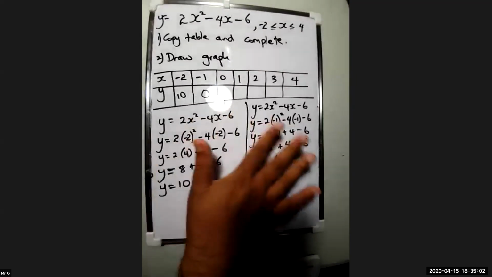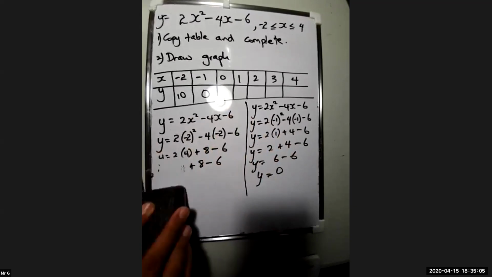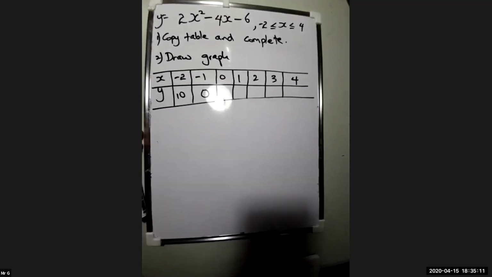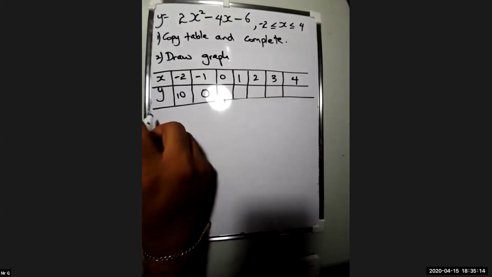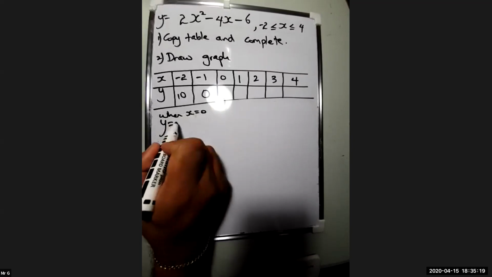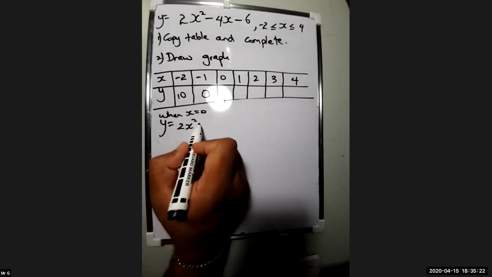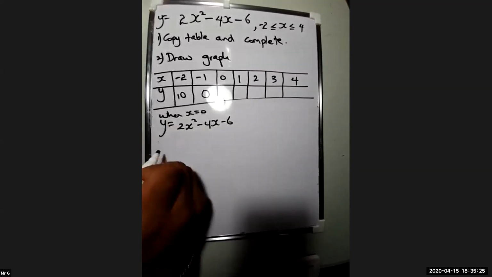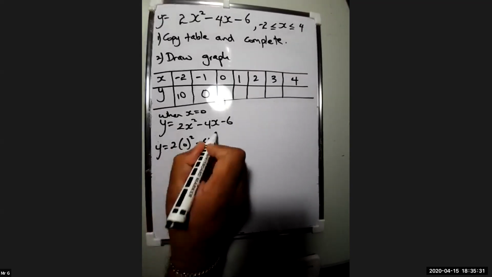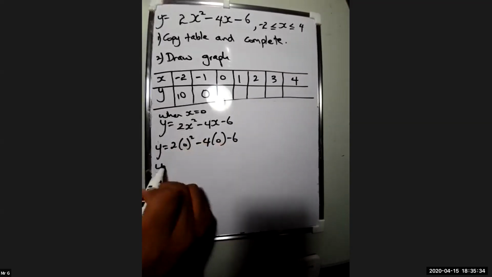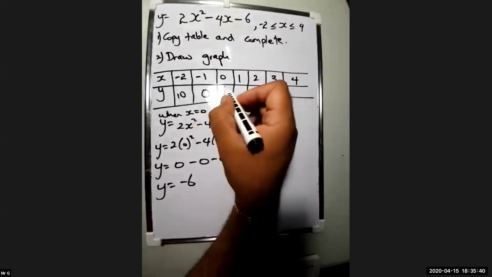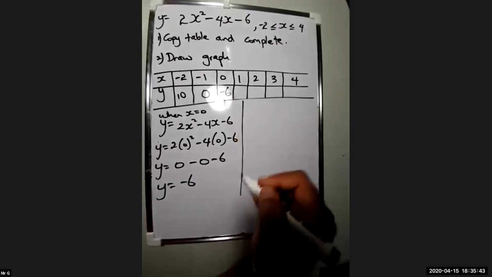I'm just going to quickly erase this to do the other values. When x is equal to 0, y is equal to 2x squared minus 4x minus 6. y is equal to 2 into 0 squared minus 4 into 0 minus 6. This will give us 0 minus 0 minus 6. So y is equal to negative 6. So negative 6 comes here. Let me do the other one.